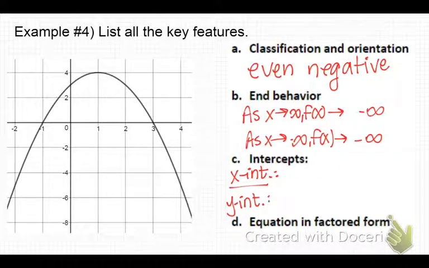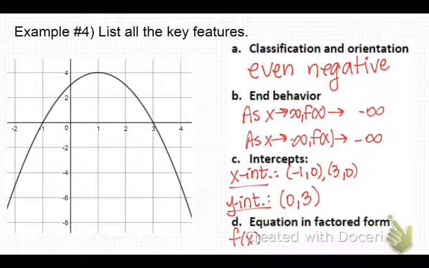My intercepts for x. Okay, my first one is negative 1, 0. Do we agree? Okay. And positive 3, 0. And the y-intercept is 0, 3, because it crosses through the y-axis between 2 and 4 on that graph. So then in factored form, I have f of x equals x plus 1 times x minus 3.